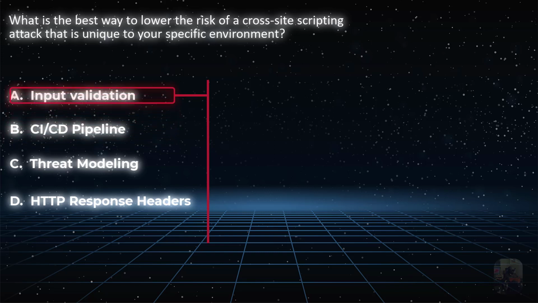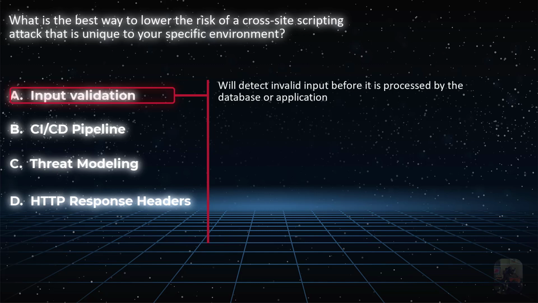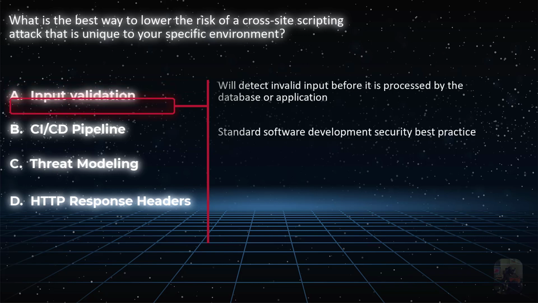Choice A is a good answer because input validation will make sure to detect unauthorized input before it is processed by the backend database or web application. You can have input validation testing during the software development lifecycle and then implement it as a control while the code is in live production. Input validation is a general and standard best practice when it comes to code development. The question is looking for which answer will be the best choice that helps to deal with cross-site scripting specific to your environment, not just the choice that provides a standard security countermeasure.